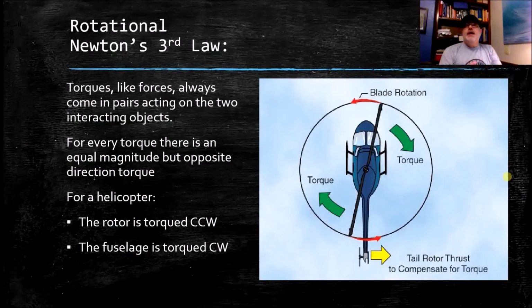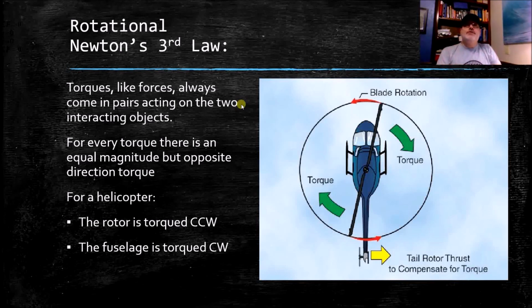Finally, there is a rotational equivalent to Newton's third law. So just like forces, for every torque, there is an opposite pair. When two objects act on each other through a torque, they'll exert torques on each other in opposite directions. So for every torque, there's an equal but opposite direction torque.